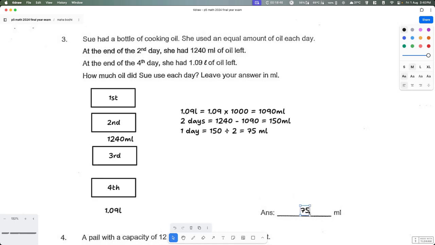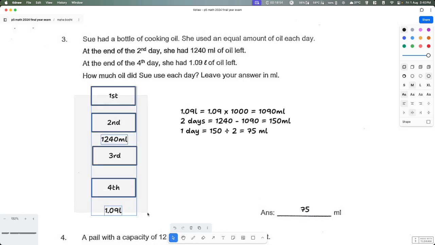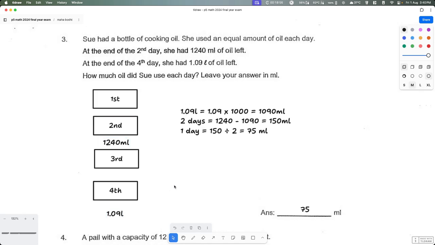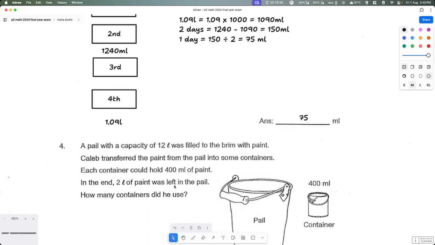Okay, so yep, there you go. So for every single day over here, they will use an amount, right? So hopefully this makes sense. All right, so let's move on to the next question.